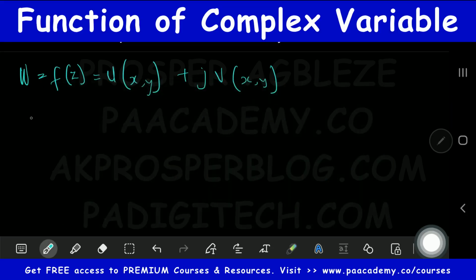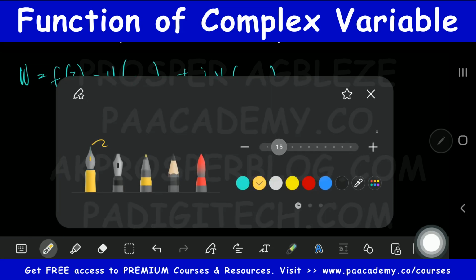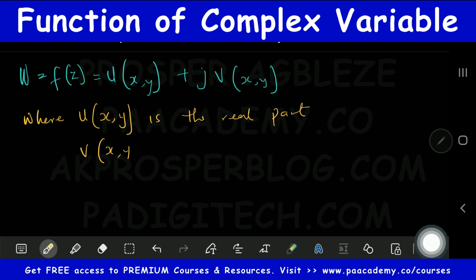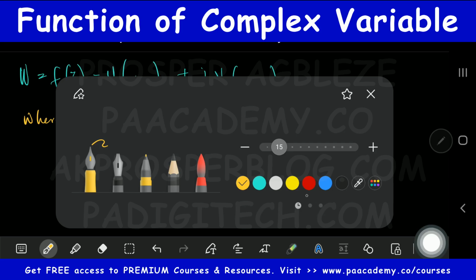So let's just analyze this. Where our u(x, y) is the real part, and our v(x, y) is the imaginary part. Okay, so now with the knowledge of this, let's go ahead and look at some examples.